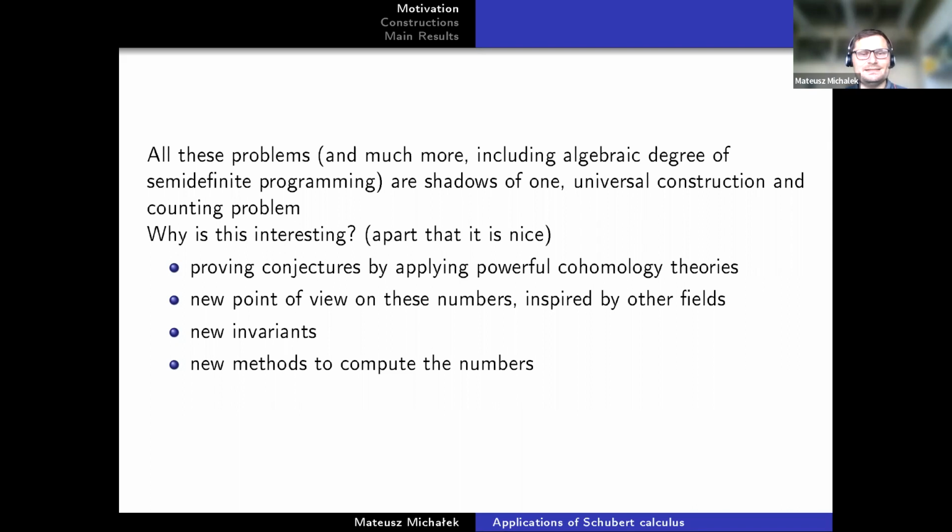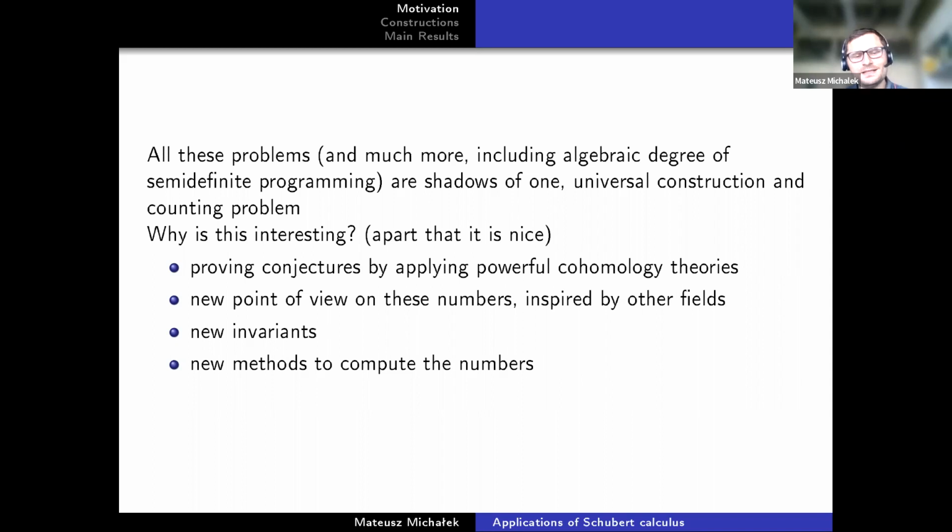The last one is that because not all of the numbers appear in every single field, we can introduce new invariants, new important numbers in those fields. For example, in combinatorics, we got a sequence of numbers. So basically in every other field, we should get a sequence of numbers, but maybe ML degree was just one number. So those other numbers should also have meaning and be interesting invariants.